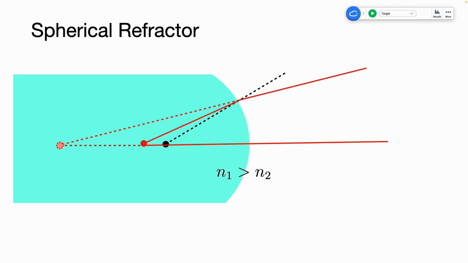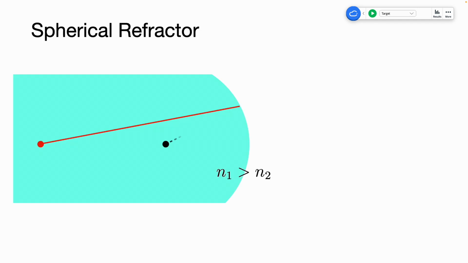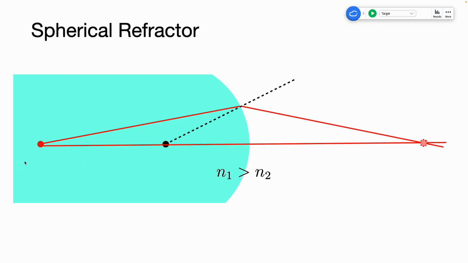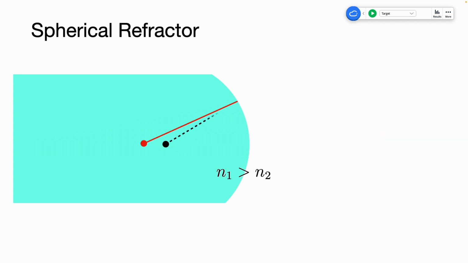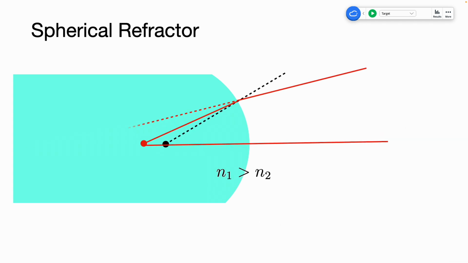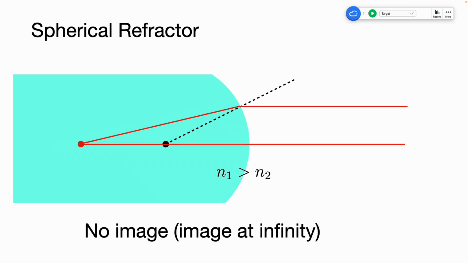Now, you see here, the image is on the left, but here, the image is on the right. Somehow, there's a connection from right to left, because this is the same exact refractor. You can just move the object around, and somehow you should have a transition from right to left. This is because when you move it to a specific distance, you will see that these two lines just become parallel, and they will not form an image, or you can say the image is at infinity.